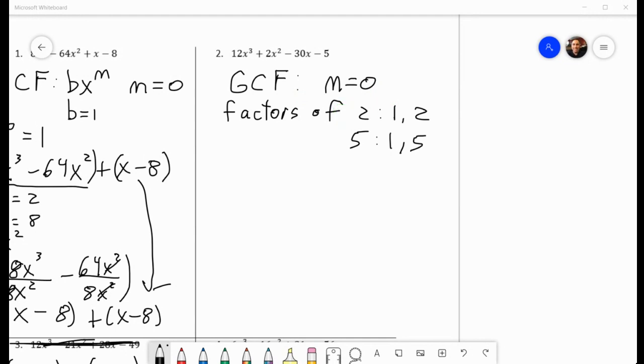Well, that tells you right away that the only factor in common to all of the numbers, 12, 2, 30, and 5, has to be 1, because 2 and 5 only have a common factor of 1. So the only number they all share is 1. So our b would be 1, and our GCF, which is bx to the m, would be 1. x to the 0, I guess, which is 1. So that's what we get here.